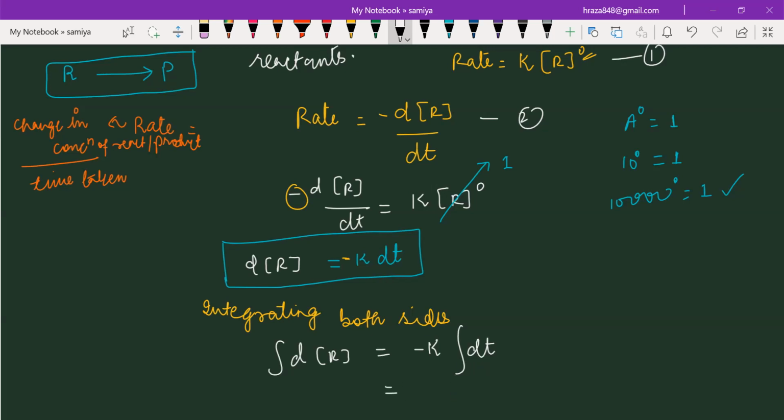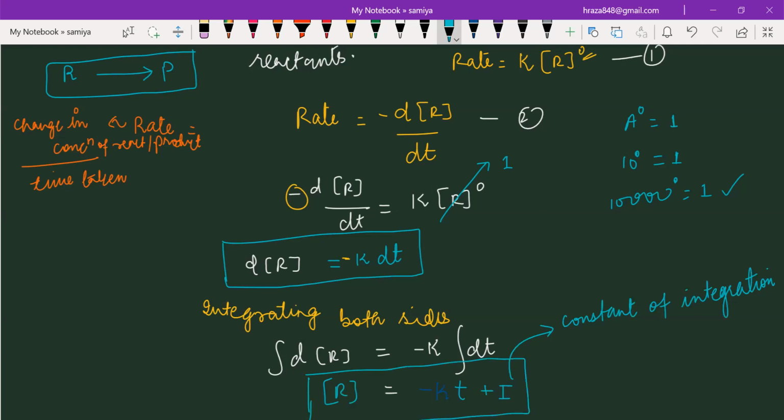Can anyone tell me what is the integration of dt? Ayman, Lasya, Madiha, Rim. Can anyone tell me what is the integration of dt? It will be basically minus k was there. It will be t, and there is plus I, and d[R] will have an integration, and this I is the constant of integration. So this is the equation that we got right now. Please write up to this.